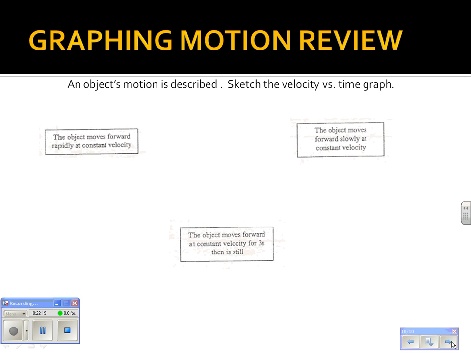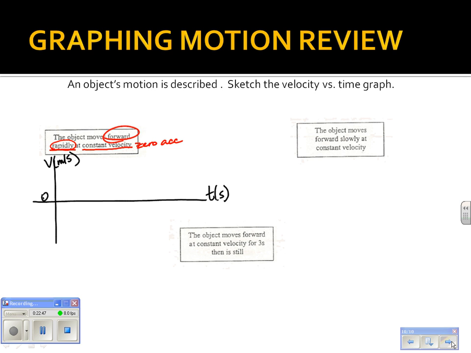Now, an object moves forward. Let me get my nice little velocity versus time graph. Meters per second. Time is in seconds. This is 0. It's moving forward rapidly at a constant velocity. Well, constant velocity still means that it is 0 acceleration. But the fact that it's saying rapidly just means that it needs to be a higher line. Forward means that it's in quadrant 1. So it's just going to be way up here instead of closer to the 0 line.